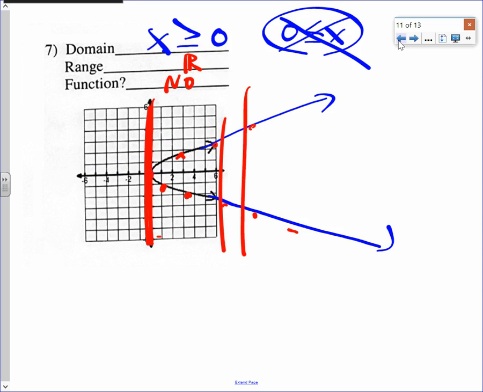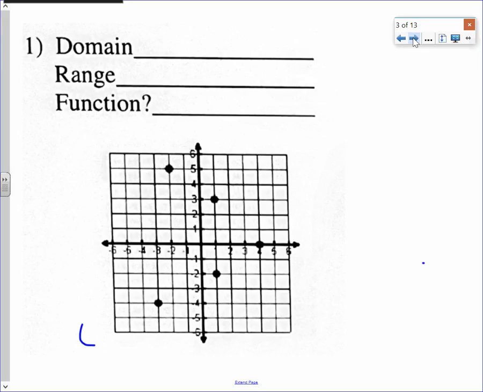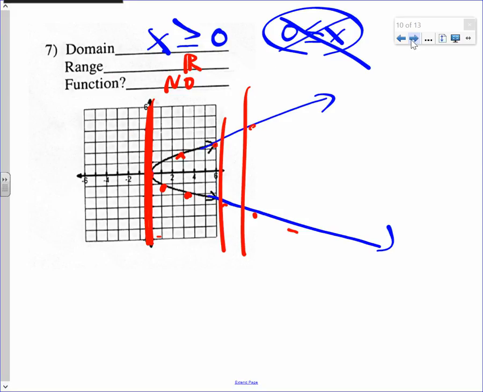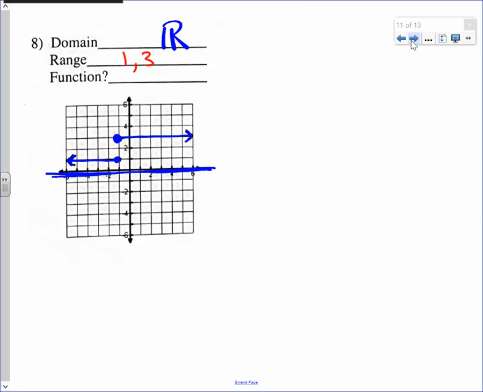Look at example 1. Let me go back to example 1. Remember the range was just individual numbers? We just separated the numbers. So here, check it out. y can only be 1 and 3. Just think about it at any point. How about this point? What's the y value there? The y value, 3. How about right there? It's only going to be 1 or 3. No matter where it is on the graph, it'll only be 1 or 3. Excellent work, Mr. Chang.